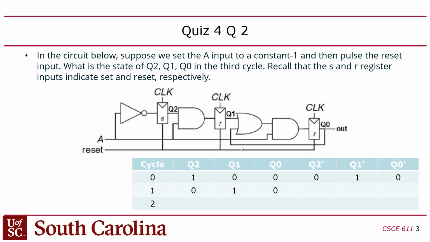So 0, 1, 0. And then in cycle 1, the next state, 0, 1, 0, will be transferred down into the current state. And then you just repeat this process to get the next state. And then finally, we get the third cycle, 0, 0, 1. Make sense? Okay, all right.